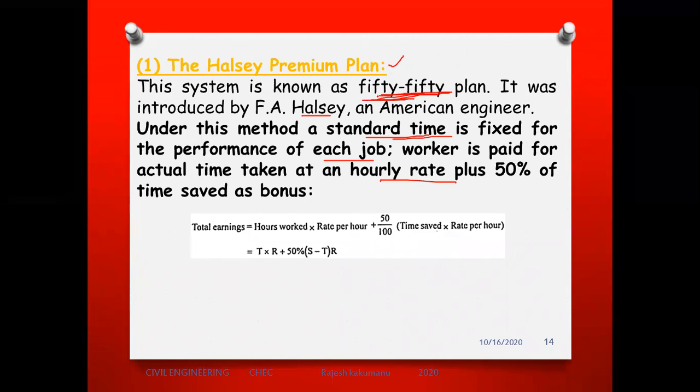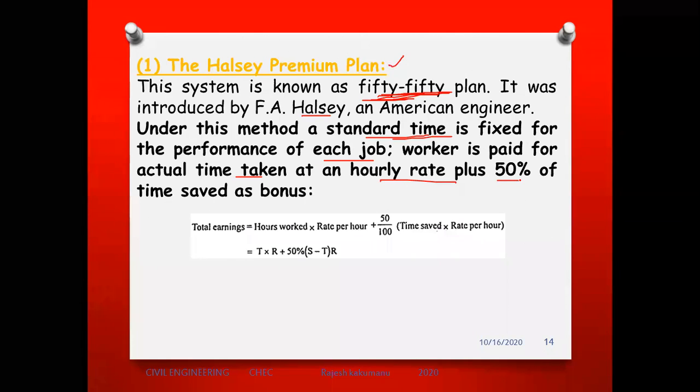Here the first 50 is that the worker is paid for actual time. For example, the work must be done in 6 hours, but the worker finishes in 4 hours. So 2 hours is saved, and 50% of that, 1 hour, is given as a bonus on top of the 4 hours' salary. Thereby you get 50 plus 50 in this Halsey premium plan.